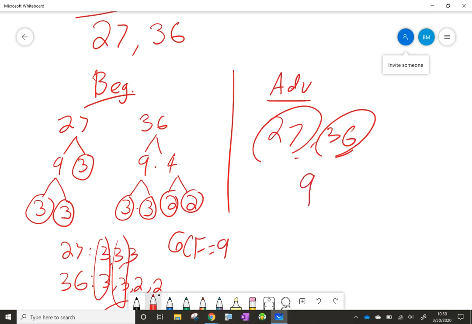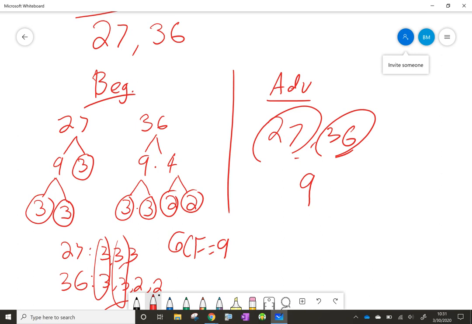There is no number that will evenly divide 27 and 36 other than 9. 27 divided by 9 makes it 3. 36 divided by 9 makes it 4. But there is no number that we can choose bigger than this that divides both 27 and 36. So the advanced approach is really just being able to process this in your head.